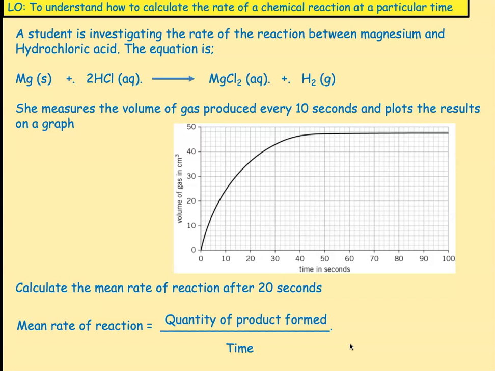And I'm going to show you how you would go about doing this. Okay, so I'm going to go to 20 and I'm going to go up from 20 to where the graph is. Then I'm going to go across to find out how much I've produced after 20 seconds. So I've produced 36 centimetres cubed. So I'm going to divide 36 centimetres cubed by 20. And that's going to give me 1.8 centimetres cubed per second. And that's how we work out the mean rate of reaction from a graph.